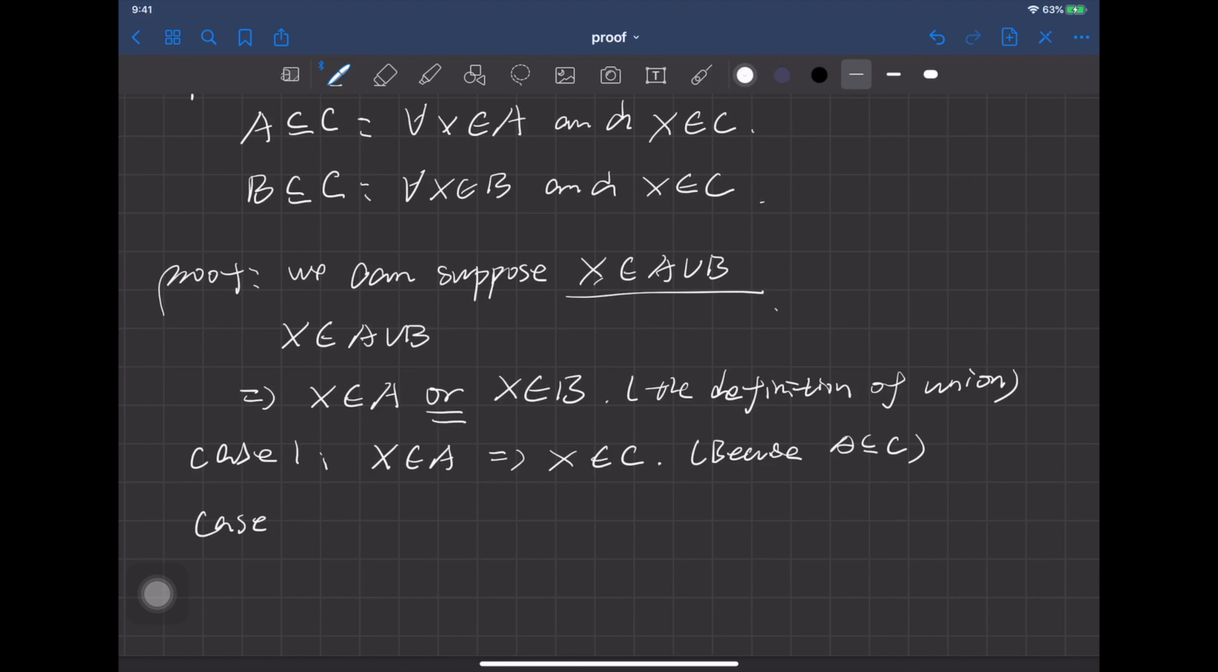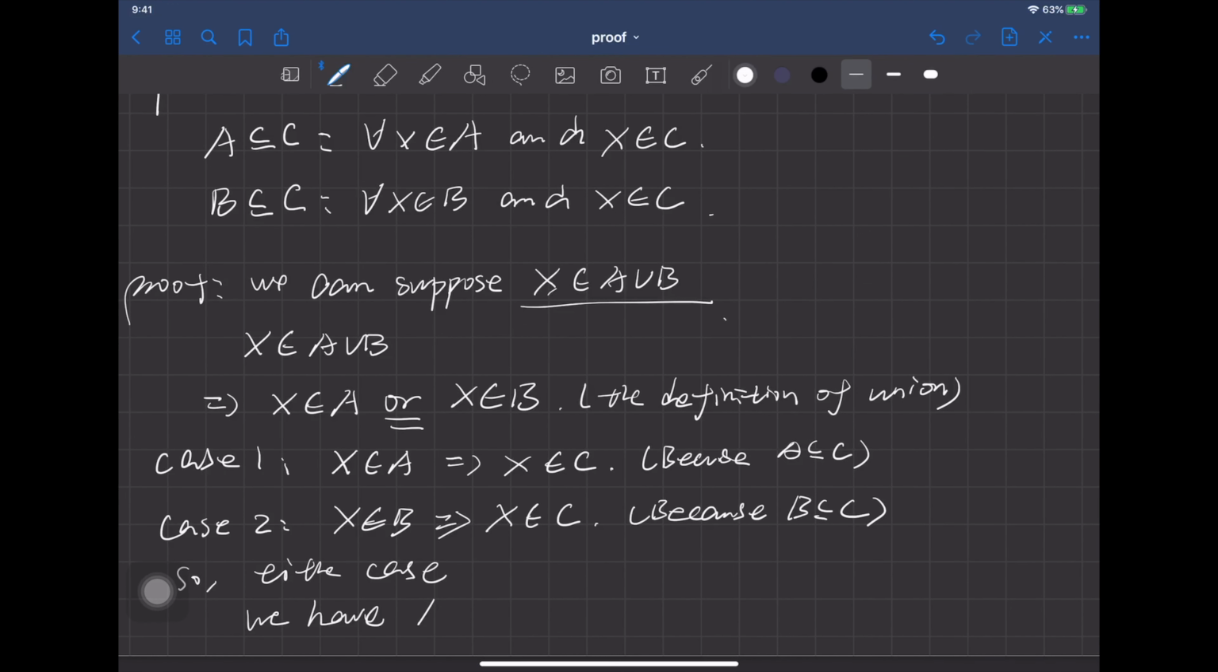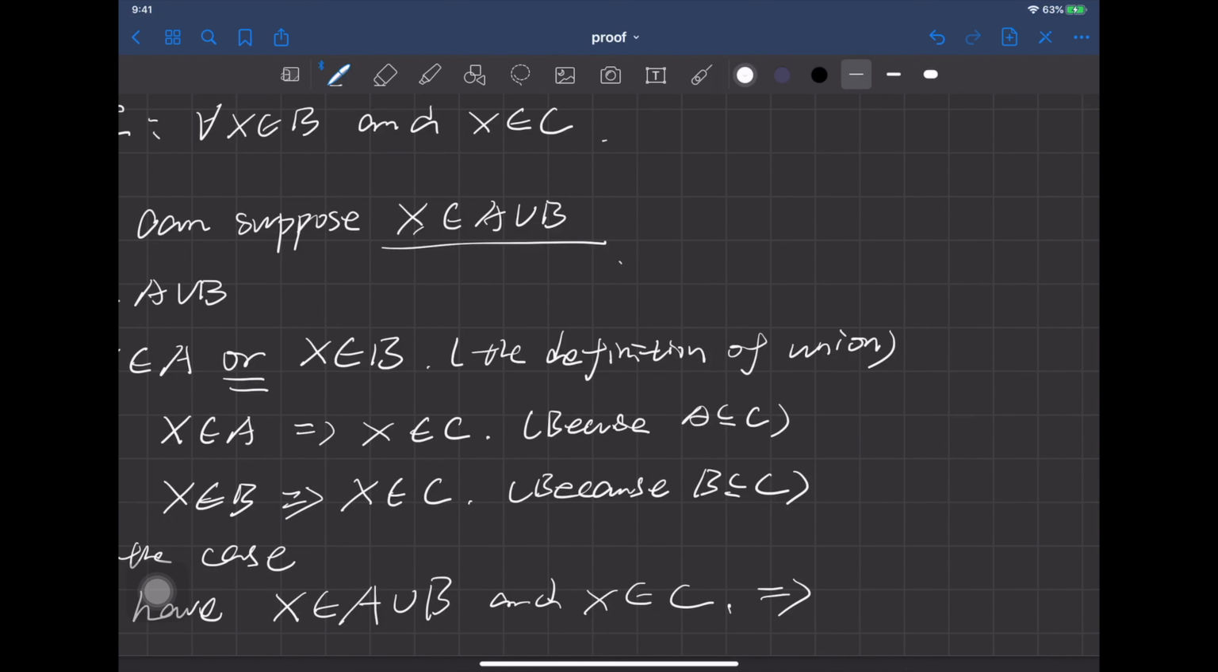The second case is X is an element of B. If X is an element of B, which means X is also an element of C, because B is a subset of C. Then for either case, we have X is an element of A union B, and X is an element of C. Then it indicates the set A union B is a subset of C.